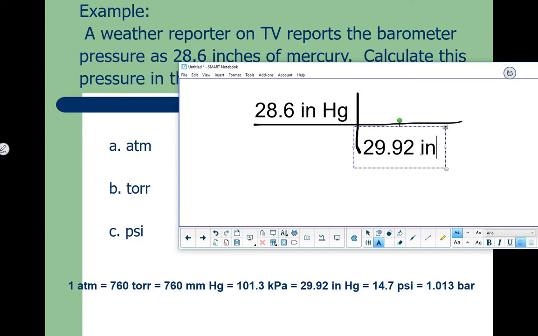29.92. You guys want to grab that door? Inches mercury. Oh, thanks. She's going to do it.